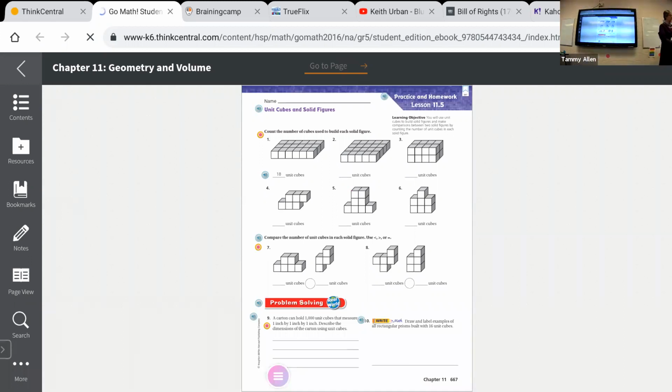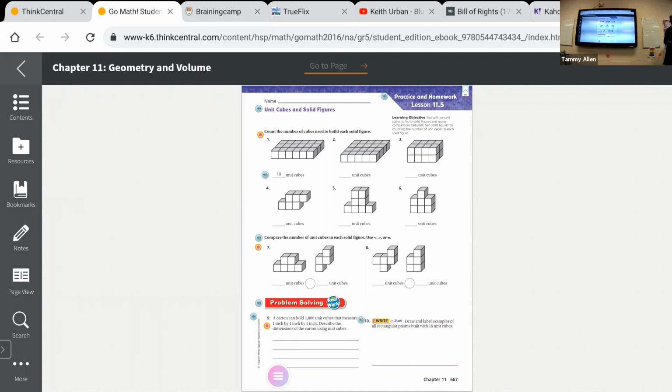As we take a look at our answers to page 667, you're simply asked to count how many cubic units made up the volume. Number 2, how many cubic units made up that volume? 20. Number 3. 16. 4. Evan?